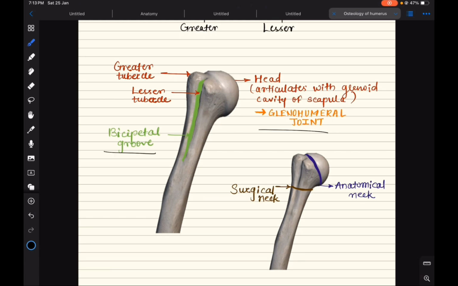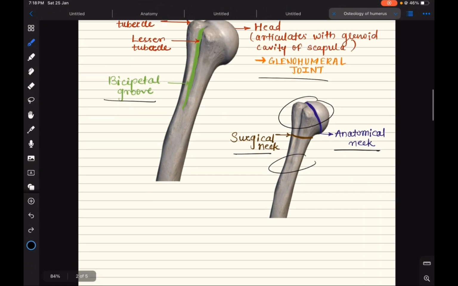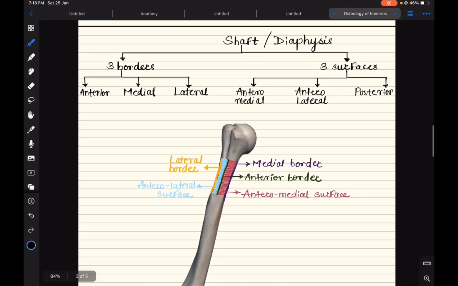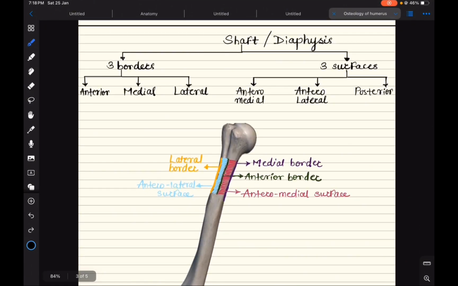Then, to talk about the neck, there are two necks of the humerus. First is the anatomical neck, which separates the head from the two tubercles. Then the surgical neck, which separates the upper end and the shaft. Now, let's talk about the shaft of the humerus. The shaft is also called the diaphysis, of which the upper half is rounded in cross section, whereas the lower half is triangular in cross section.